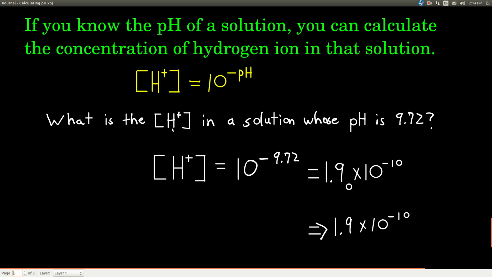So what is the concentration of hydrogen ion in a solution whose pH is 9.72? Remember, this number here is a pH, so it's already had the log taken of it, which means that this 9 does not count as a sig fig. So this has 2 sig figs in it. To find the concentration of hydrogen ion, because we know the pH, we just take 10 to the minus pH. 10 to the minus 9.72 gives us 1.9 times 10 to the minus 10th. And that's all there is to it.